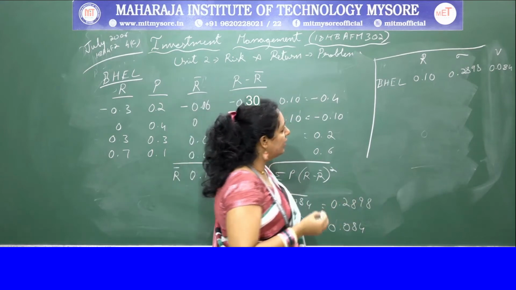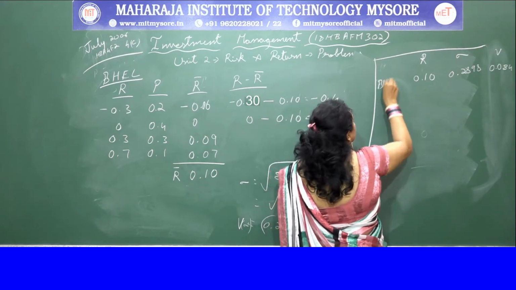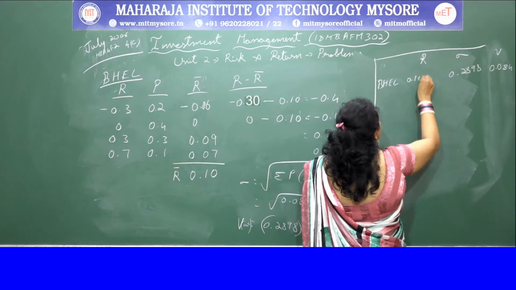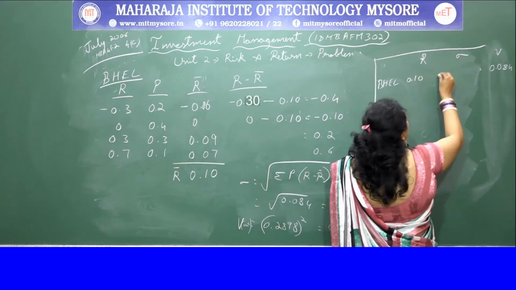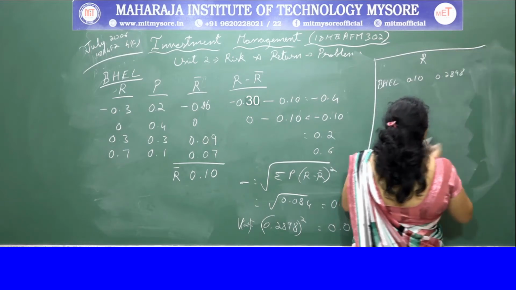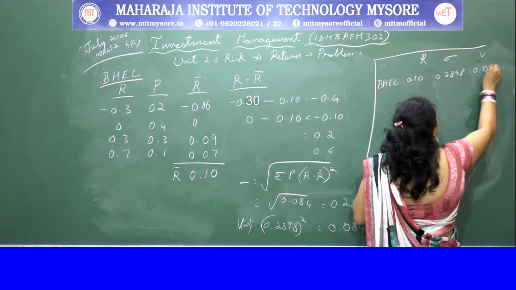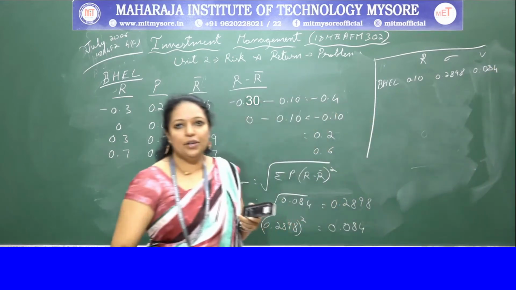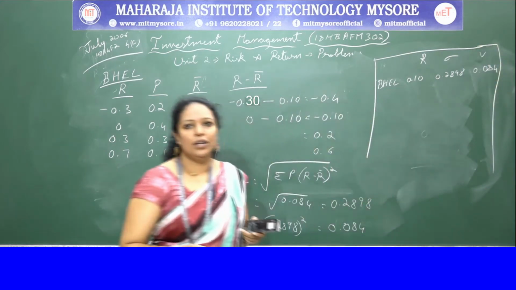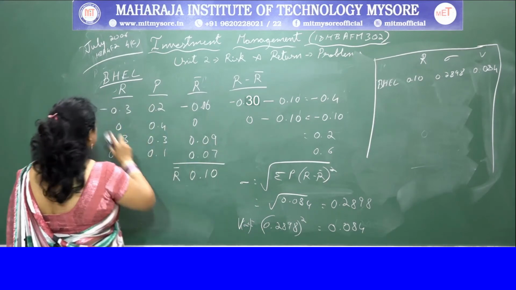Okay, so I put all the data on this side. 0.10, 0.2898, 0.084. Whenever a decision needs to be made, such kind of tabular form is very important to make the decision. So whenever you do the problem, immediately put the table.